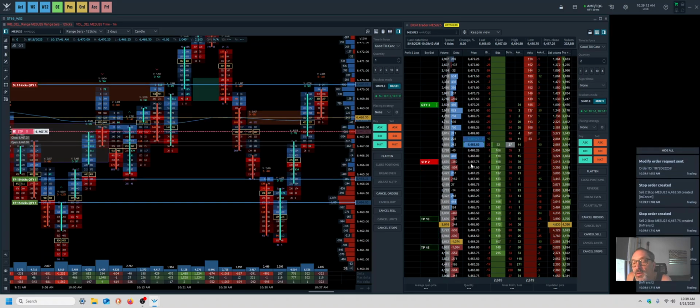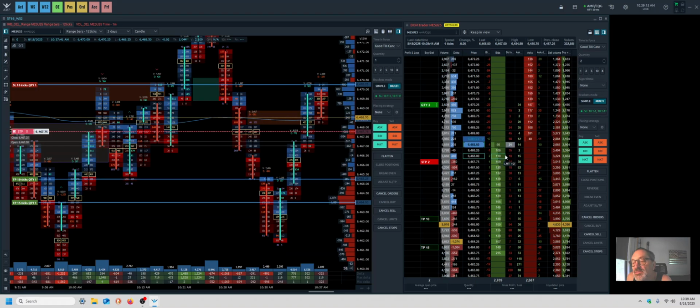I'm going to go take that short at 67.75. We're just in this range. I think I have my stop at a decent spot here. We're starting to add some selling now. Takes a little time.